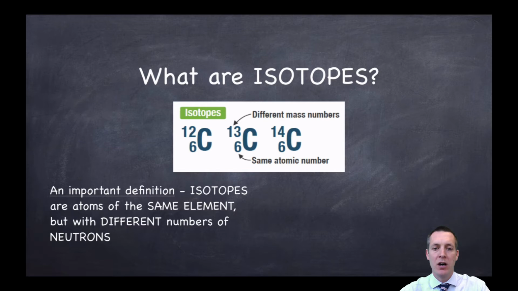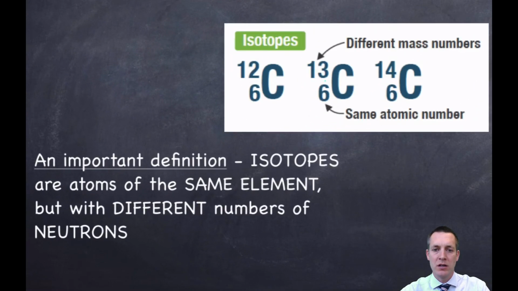Okay, so isotopes are atoms of the same element, and remember we're defining an element by what its atomic number is, but with different numbers of neutrons. So once again here, it's highlighted on this diagram for us. The atomic number is the same for all three of them. We've got actually 3 isotopes of carbon in this diagram, but their mass numbers are different.